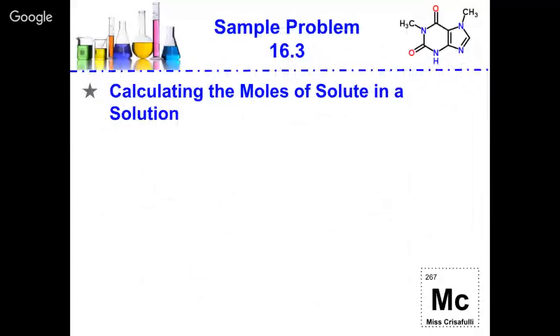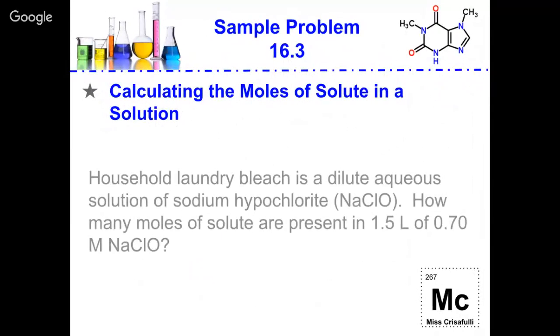So now let's calculate the moles of solute in a solution. Laundry detergent bleach is a dilute solution of sodium hypochlorite, which is the main ingredient in bleach. So how many moles of solute are present in 1.5 liters of a 0.70 molar NaClO solution, or sodium hypochlorite?